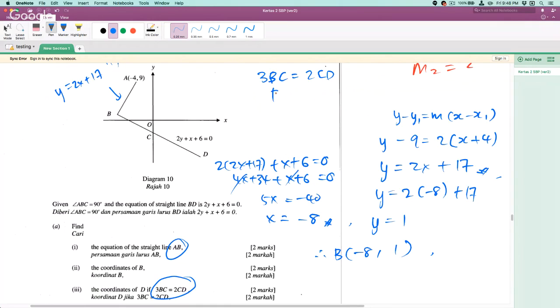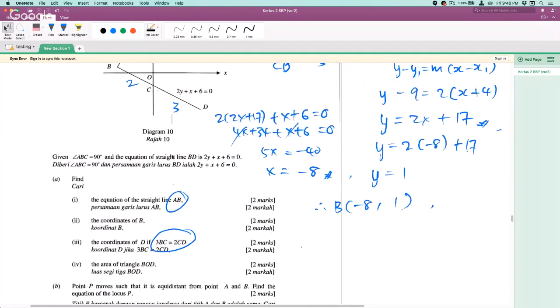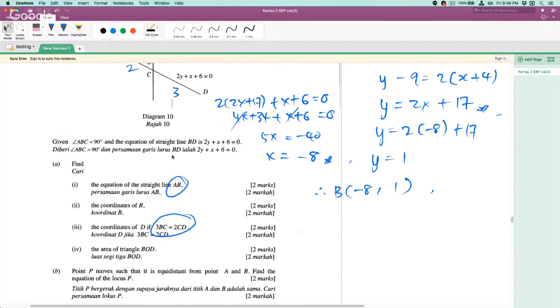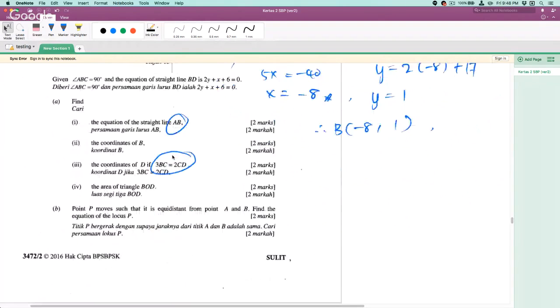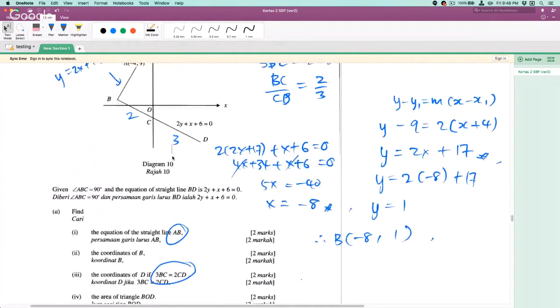I will move the letter and letter together, divide, and then number and number together. So that means BC over CD equals 2 over 3. So that means BC equals 2, CD equals 3. All right, the question basically asks you to find the coordinate of D. Yeah, the question asks you to find the coordinate of D.